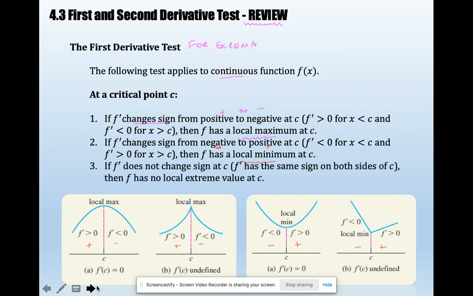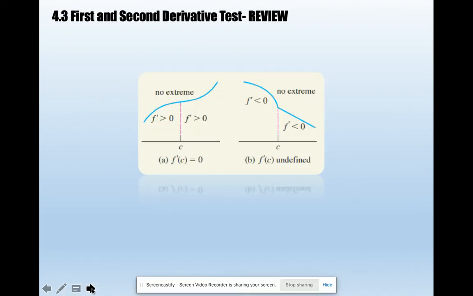If the derivative does not change sign, even though the derivative is equal to 0, or the derivative does not exist, you don't have an extreme value, right? Here are those two cases. Look, I have a horizontal tangent right there, but the first derivative is positive and stayed positive. Where the first derivative does not exist, I have a little corner or cusp here. But the derivative is negative before and negative after. No extreme point.